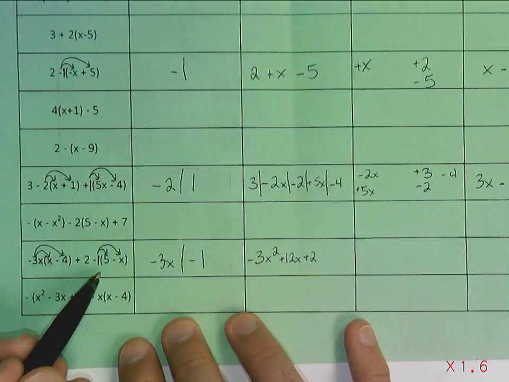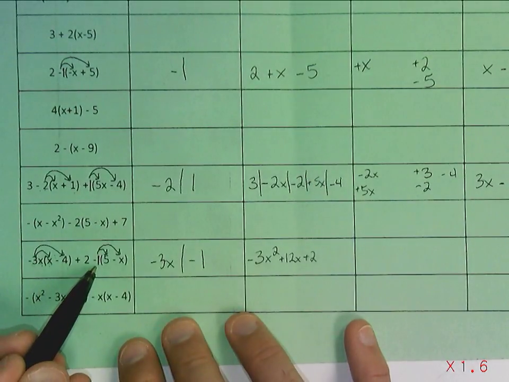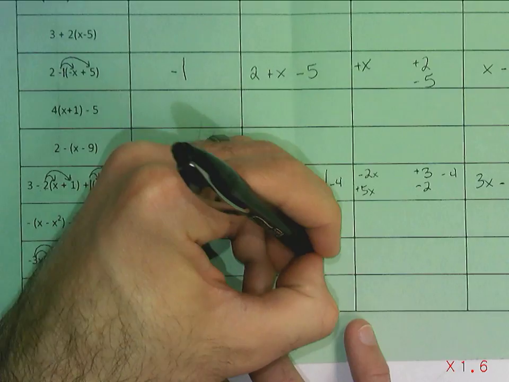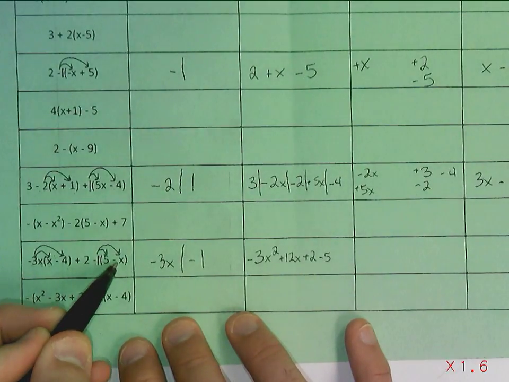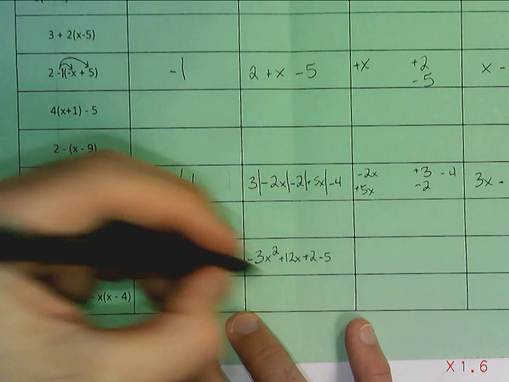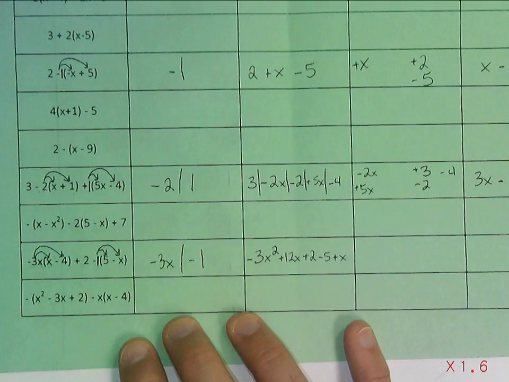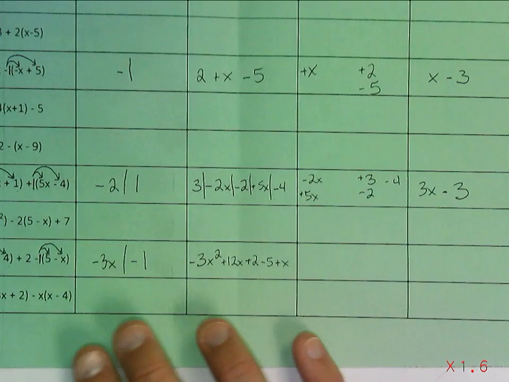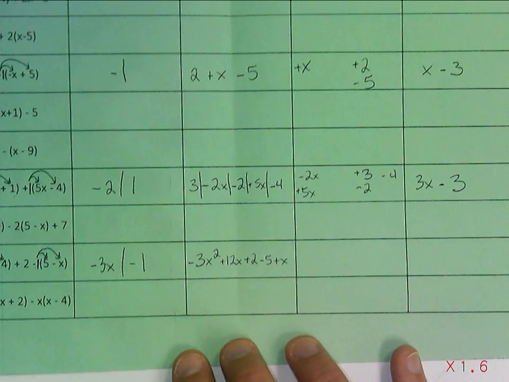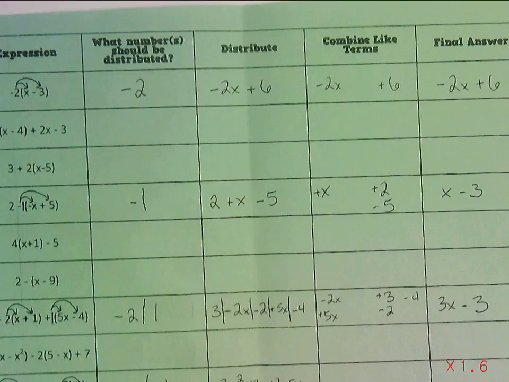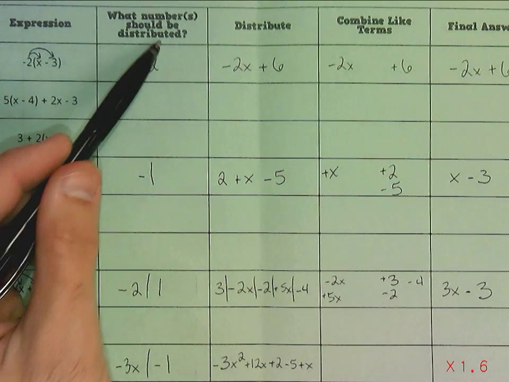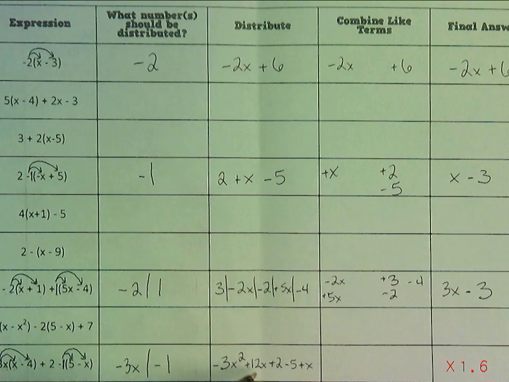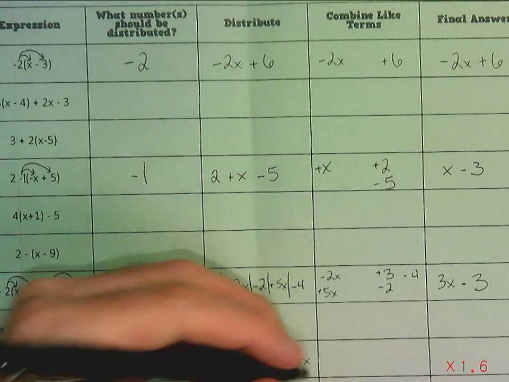And then I distribute this negative 1 here. So negative 1 times 5 is negative 5. And negative 1 times a negative 1x would be a positive x. So that's my expression before combining like terms. So if you come up here, it shows that we've decided what to distribute. We did the distributive property. Now let's combine like terms.